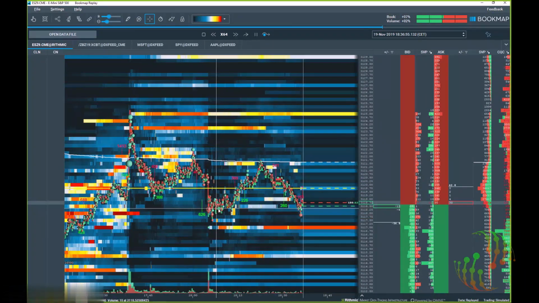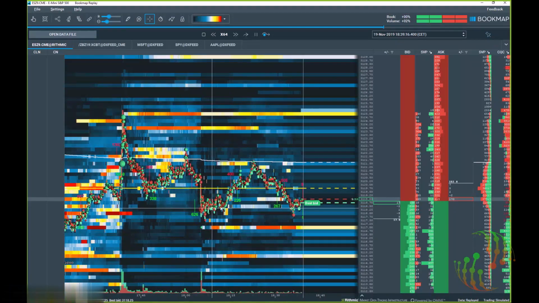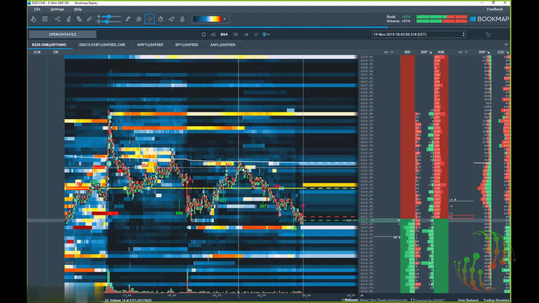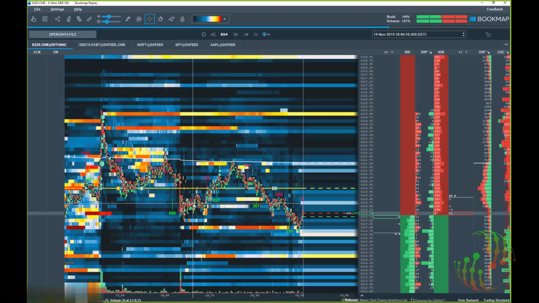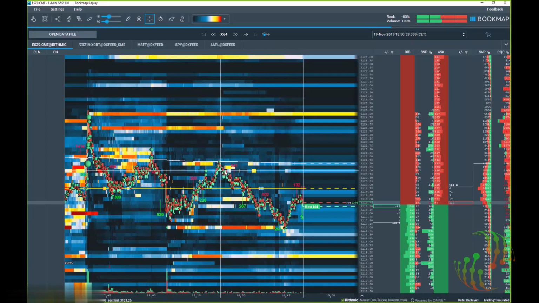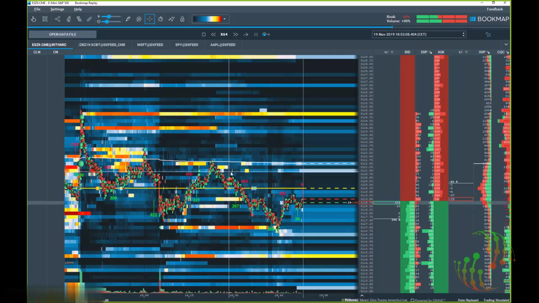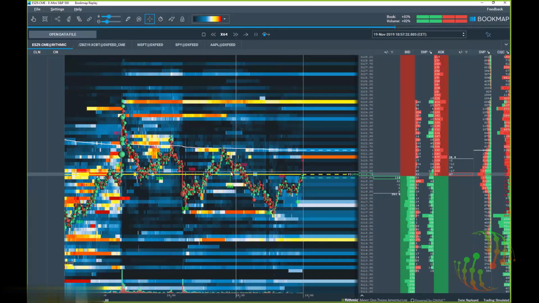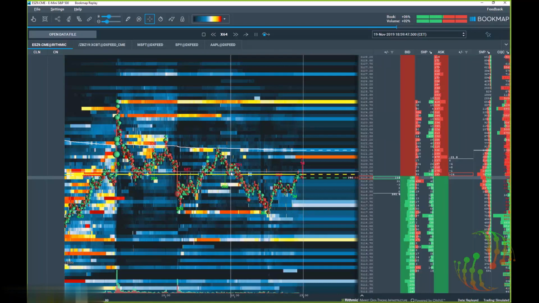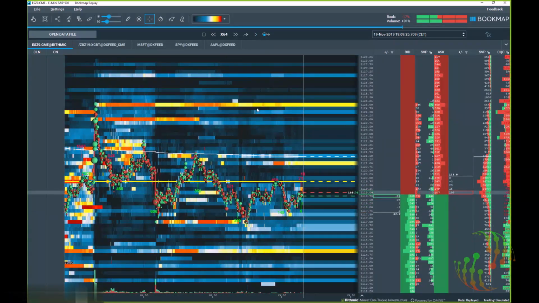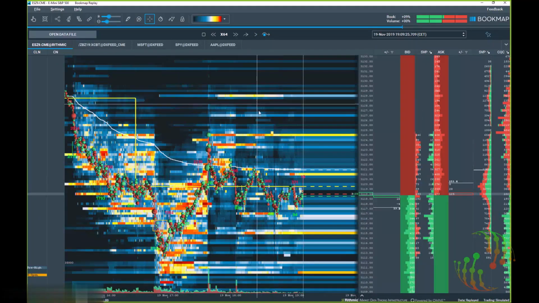Now the profit was how many? 18, 20, 3 points here. We will see another example maybe tomorrow. Don't know what the market did today.